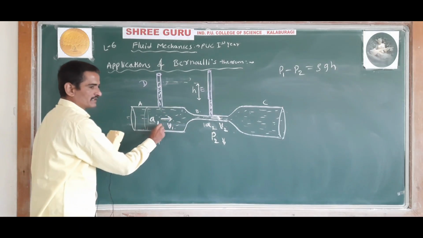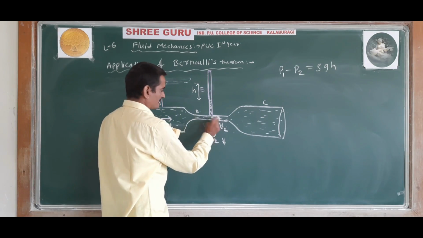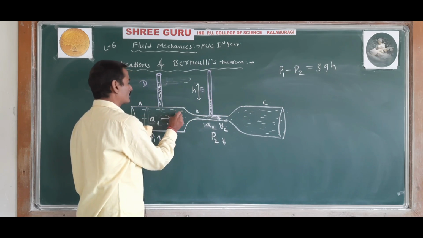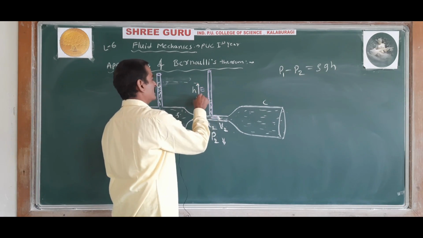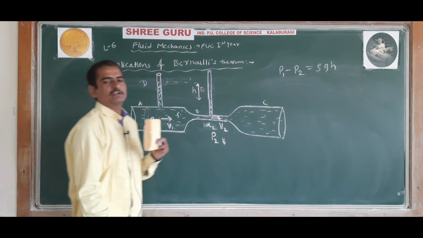P1 is the pressure in the tube A or C and P2 is the pressure in the narrow tube B. Rho is the density of the liquid, g is the acceleration due to gravity, and h is the difference in the height of the liquid in the vertical tubes.